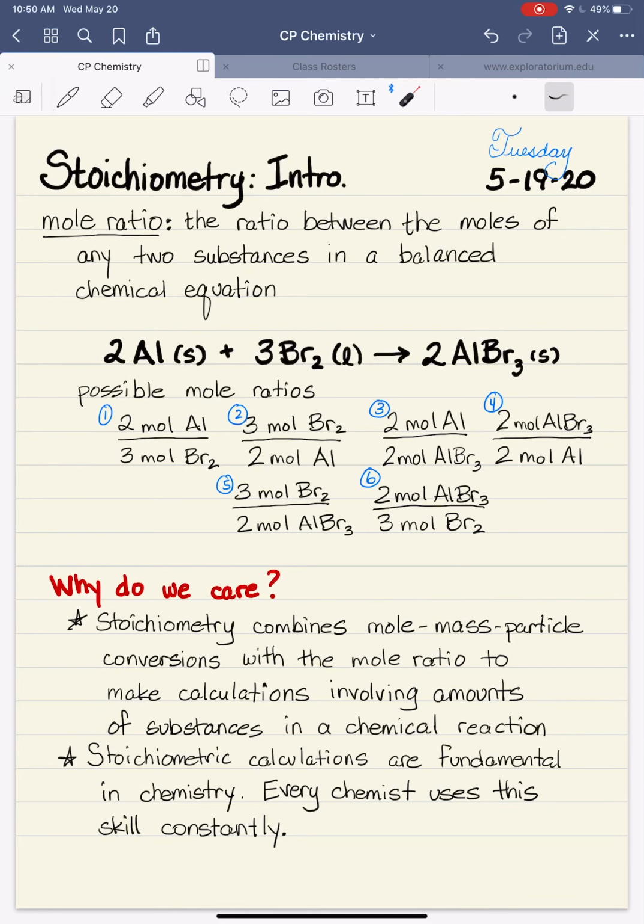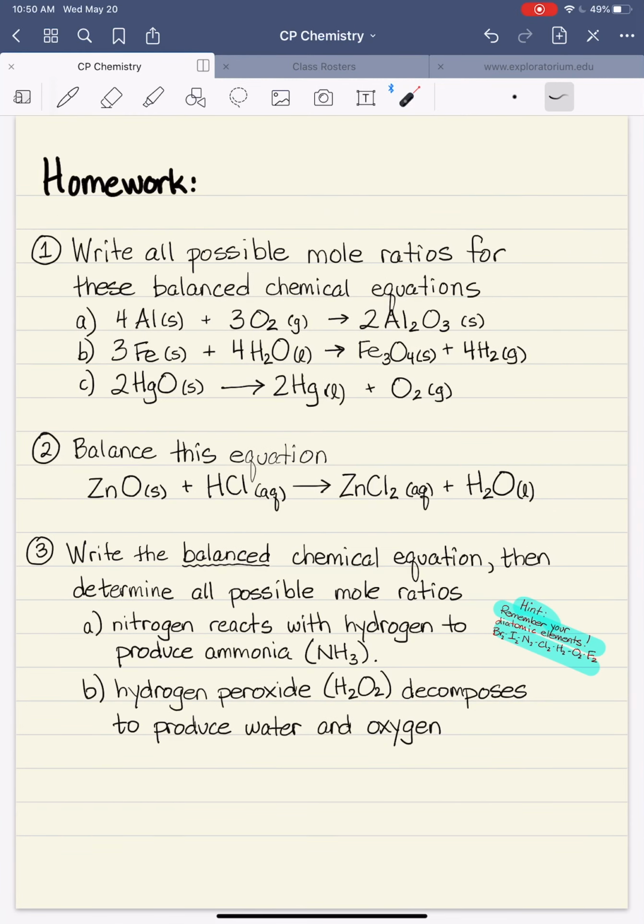All right, for now, I have a homework assignment for you. And there's 3 questions, very simple. For the first question, I want you to write all the possible mole ratios for these 3 balanced equations. Okay, for the second question, I'd like you to just balance the equation. You haven't done it for a minute, and it's important to practice. And for the third one, I would like you to take these written equations and turn them into balanced chemical equations, and then also determine all the possible mole ratios.